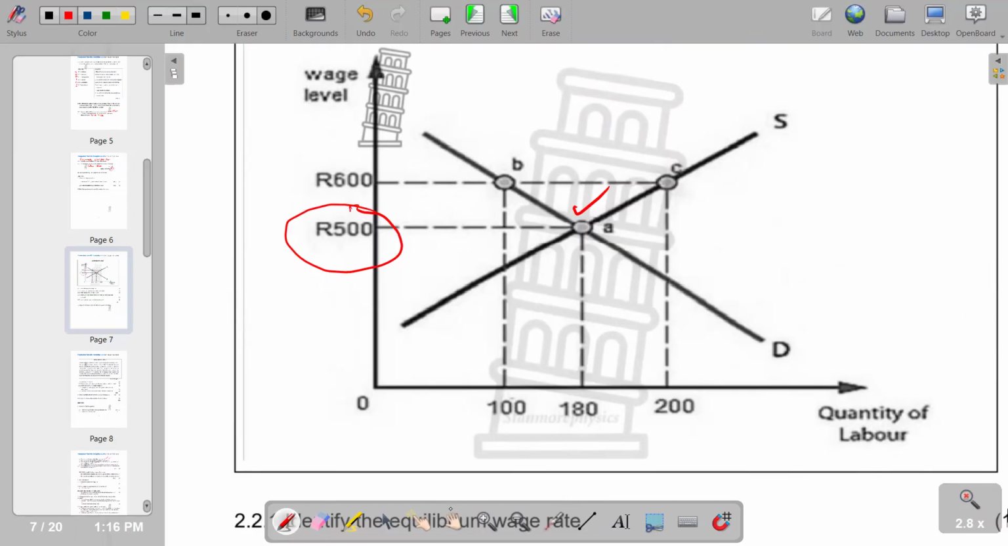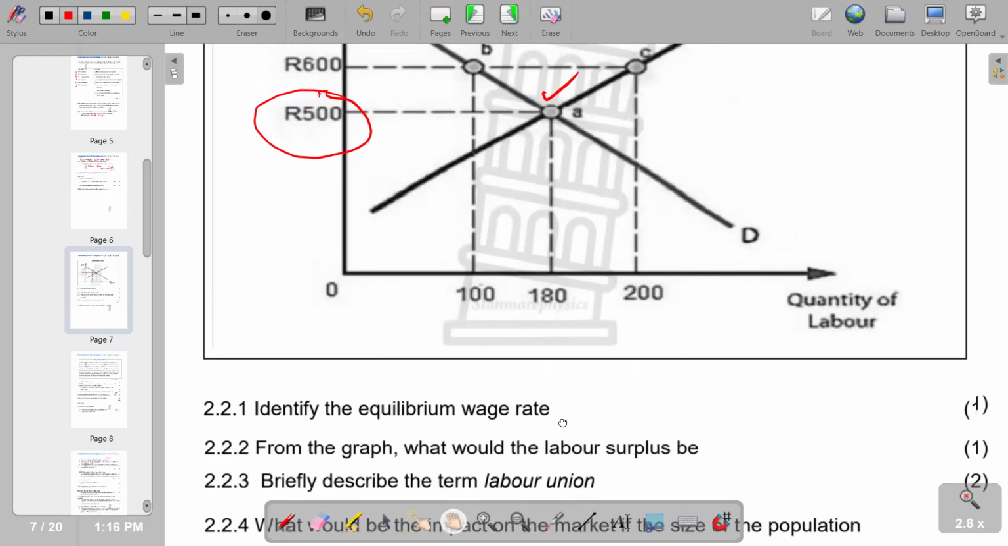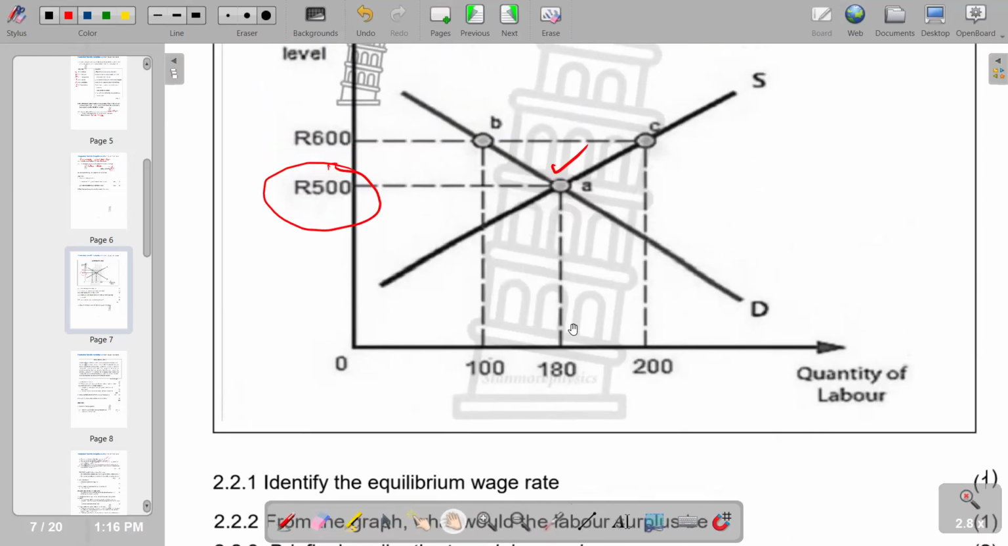So we move on to the next question from the graph. What would the labor surplus be? We are going to have a labor surplus if the wage goes above the equilibrium wage rate. Looking at the wage rate above equilibrium, 600 rands is above 500. When the wage rate is 600, we see the demand at B and the supply at C. So C is greater than B in terms of quantity.